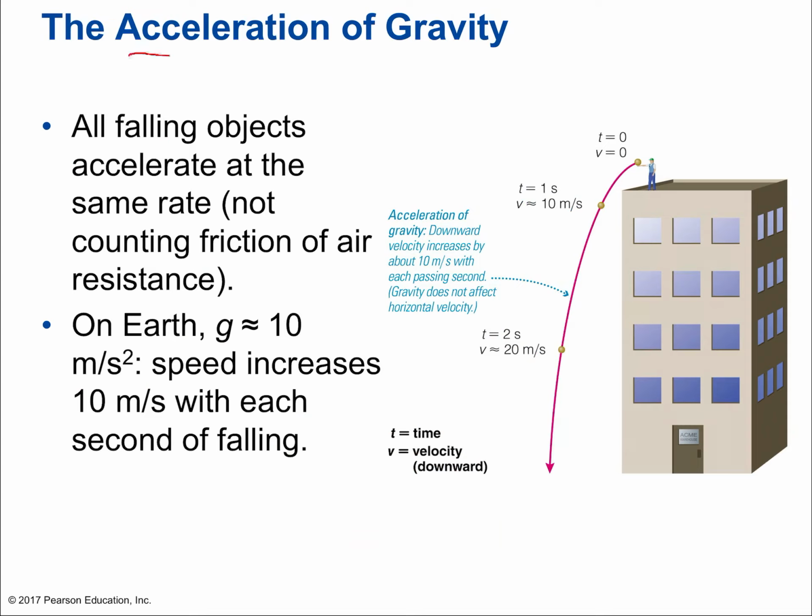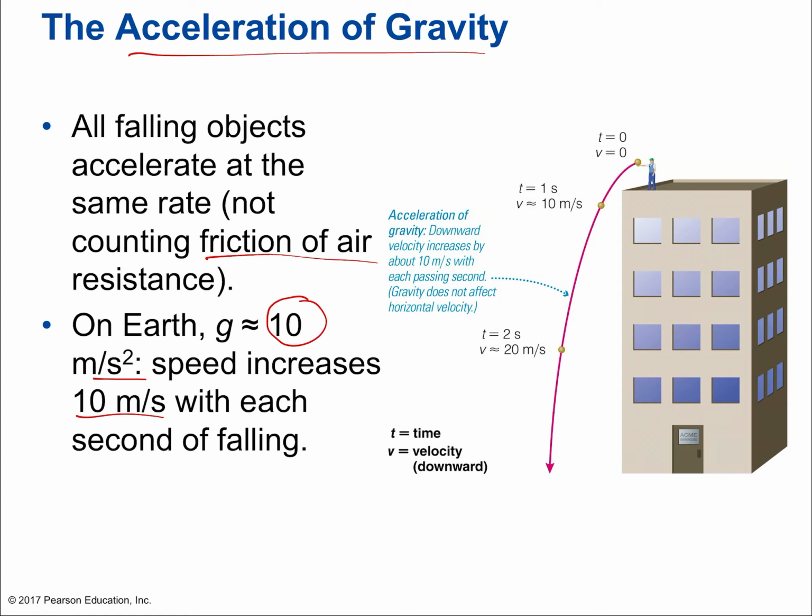So what about acceleration of gravity? Because we defined speed, velocity, and acceleration, that's going to segue into discussing gravity and forces. So all falling objects accelerate at the same rate, and this is ignoring friction. It's not that significant for large objects. We don't worry about it in astronomy, so we're going to ignore friction. The acceleration on Earth is about 10 meters per second squared. So that means that speed increases at a rate of 10 meters per second for each second of falling.